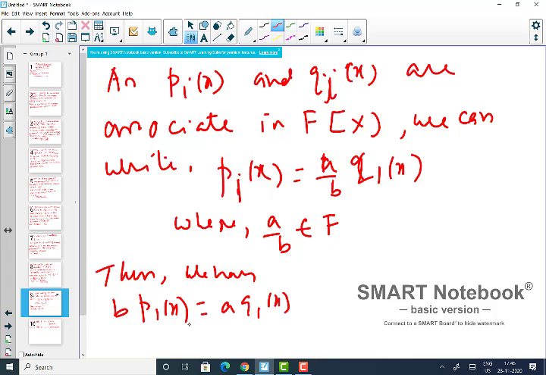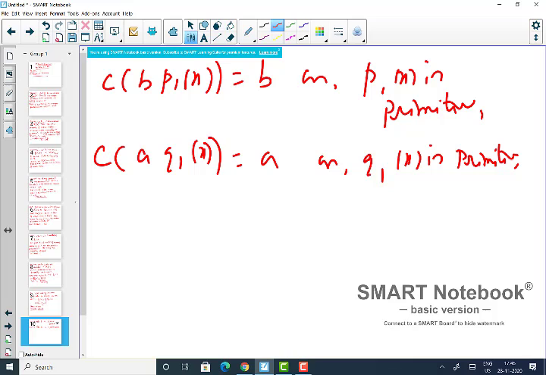Okay, and this will force me that this content and this content are equal. So what does that mean? That means a cannot divide p1 of x, right? Because the content of p1 is 1. Similarly, b cannot divide this. So what is the only factor that comes? That a and b must be associated to each other. This is the only thing that comes.